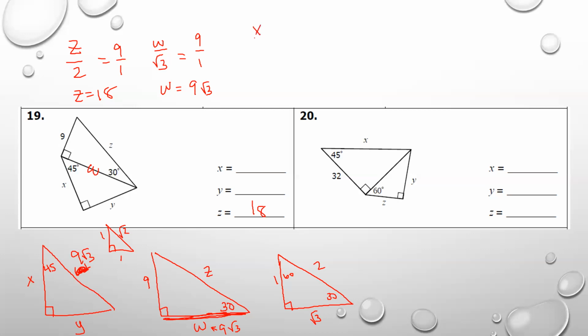X corresponds to 1, and 9 root 3 corresponds to root 2. So x over 1 is really just x. And hopefully you looked at this right away and thought, oh, I can't have that radical in the denominator. So I need to multiply by the offending denominator over itself. Now on the top, we have x equals 9 root 3 times root 2, all over root 2 times root 2, which is 2.